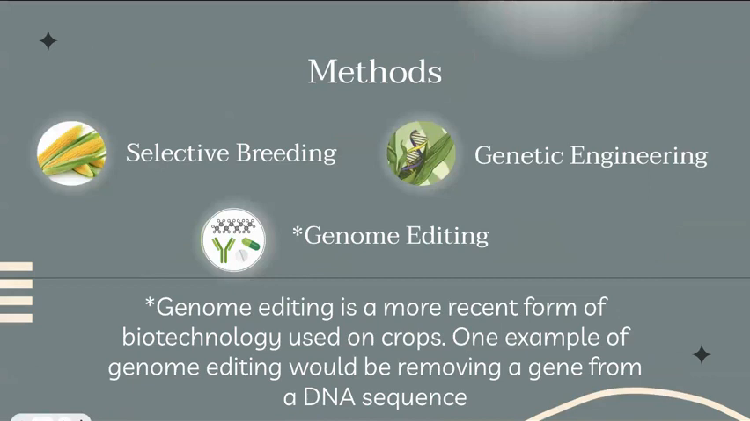So some methods that we use when genetically modifying crops are selective breeding, genetic engineering, and then genome editing. Selective breeding is taking one trait from one crop, one trait from a second crop, and putting them together to make a new crop. Genetic engineering is taking a gene from one crop, taking it out, and then putting it in another crop.